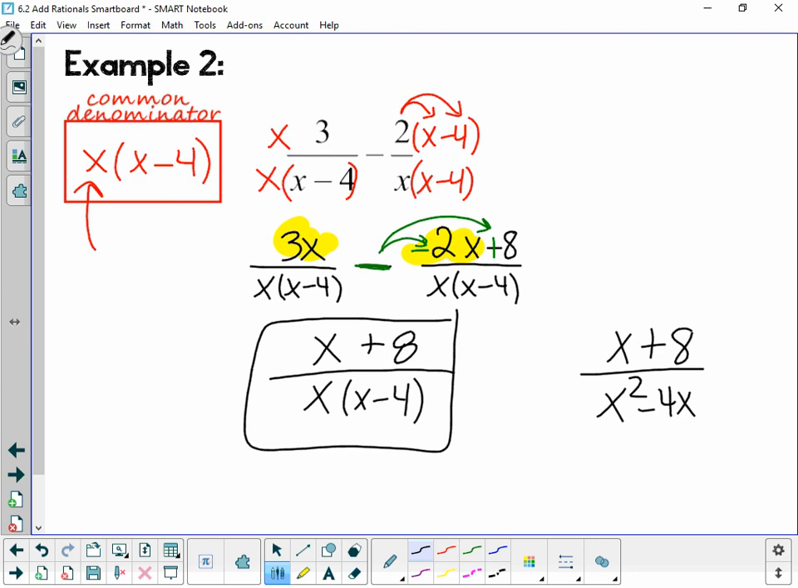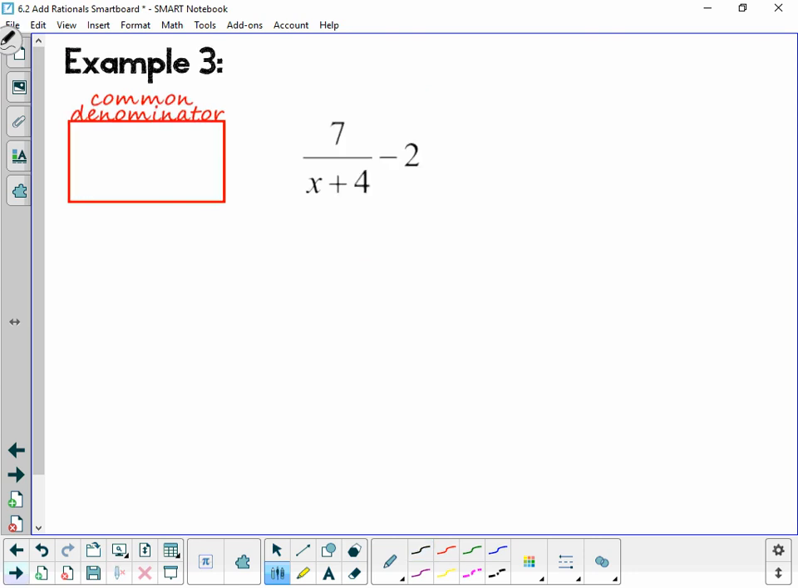But if you do, it's not wrong. All right, let's look at another one. So we have 7 over x plus 4, and we're subtracting 2. Well, the number 2, sometimes it throws people because it's not a fraction. But we could always think of it just as 2 over 1, if that is helpful to you to see that written as a fraction.